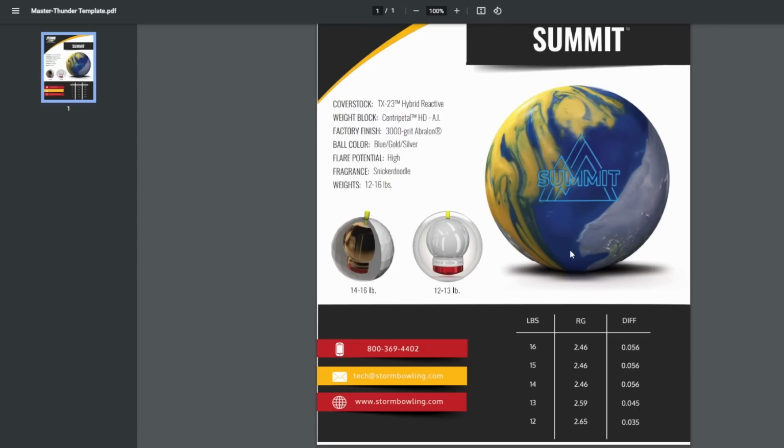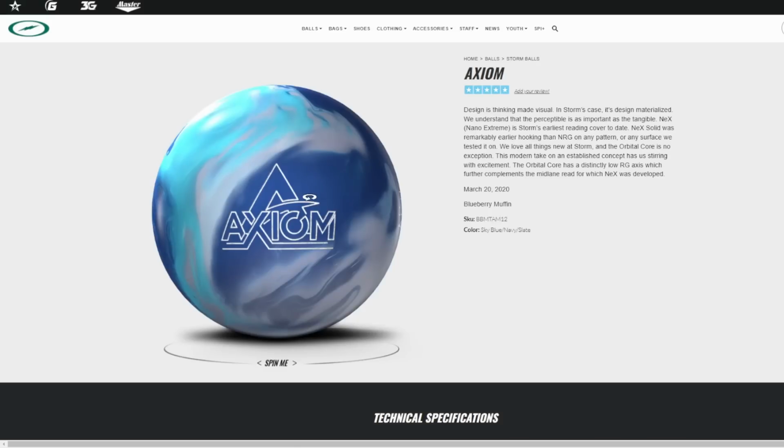So, you know, there are a couple things here. This logo, I feel like, is moving. I feel like this is expanding upon maybe the concept of the Axiom, right?